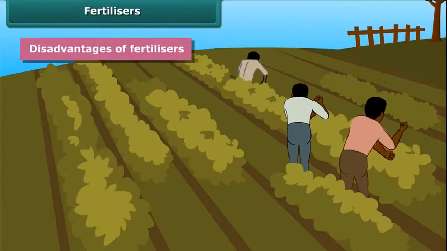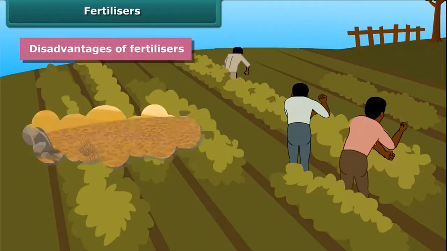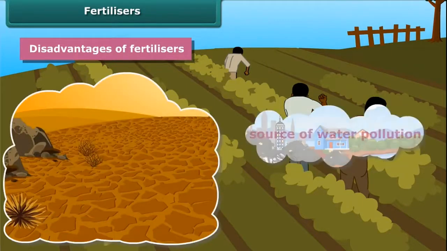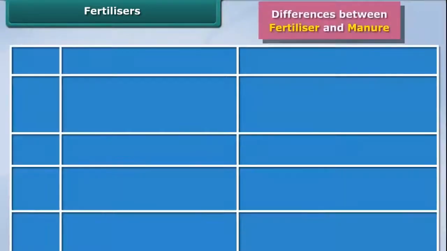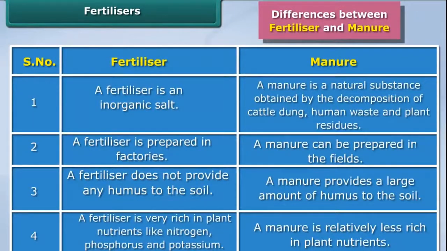However, there are some disadvantages of using fertilizers. Excessive use of fertilizers makes the soil less fertile, and they also have become a source of water pollution. Difference between fertilizers and manures.